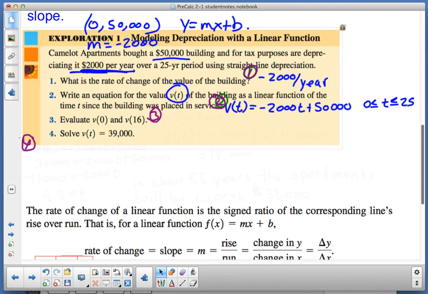And then we're going to talk about solve. At what year are we going to have to wait for it to be worth $39,000? How long will that be?